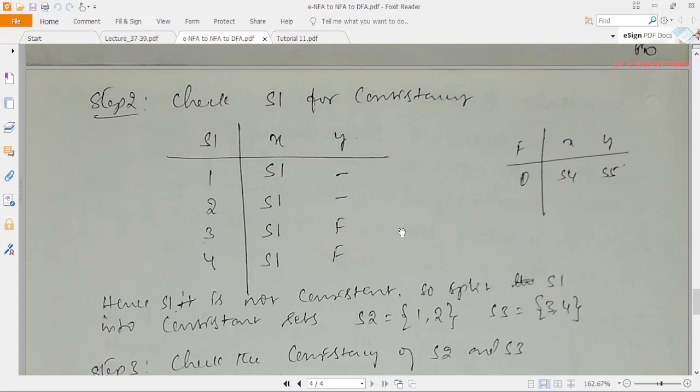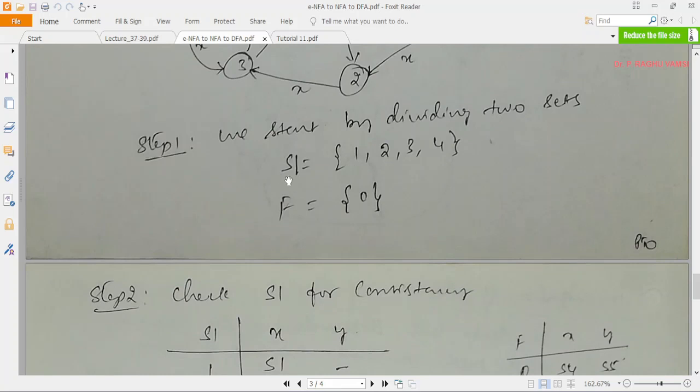So let's split this particular set into consistent sets, maximum consistent sets. Hence S1 is not consistent. So split S1 into consistent sets S2, that is 1, 2, and S3, that is 3, 4. Now S1 we have visited, so we mark S1. S1 should not be processed again.